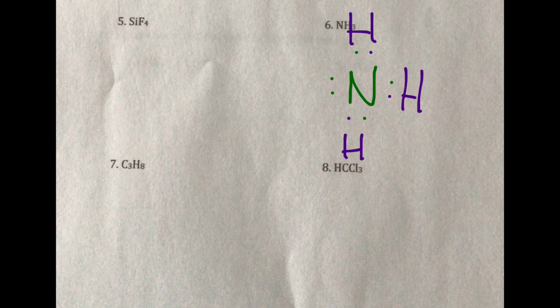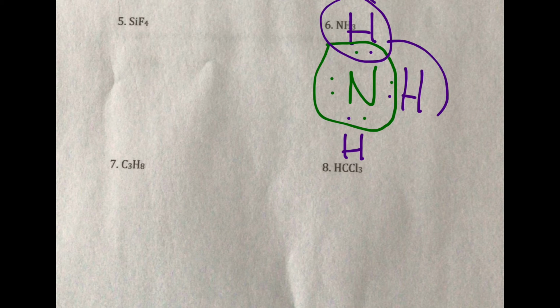Every element except for hydrogen needs to have 8 electrons around it. And in this situation, nitrogen does because it gets to count hydrogen's electrons as well. And hydrogen must have 2. And again, it does because it gets to count the nitrogen's dots. So everything is stable there. So that's how you would do number 6, minus the circles. I just used those to show you what was going on.